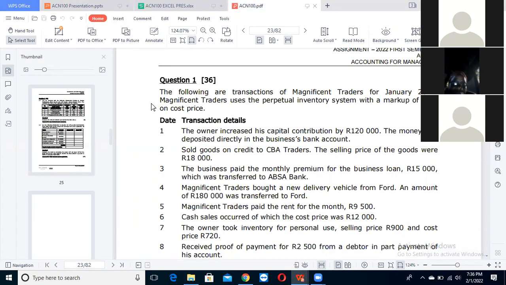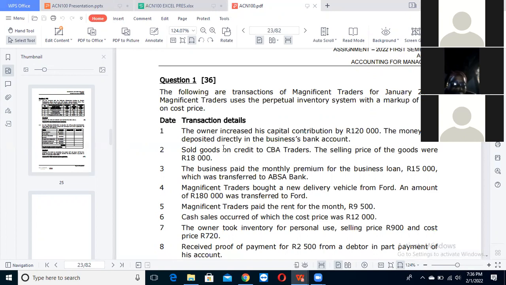The question reads, the following are transactions of Magnificent Traders for January 2022. Magnificent Traders uses the perpetual inventory system with a markup of 25% on cost price. We'll talk about the perpetual inventory system, and we'll talk about the markup when we come across an instance where we need to use them.